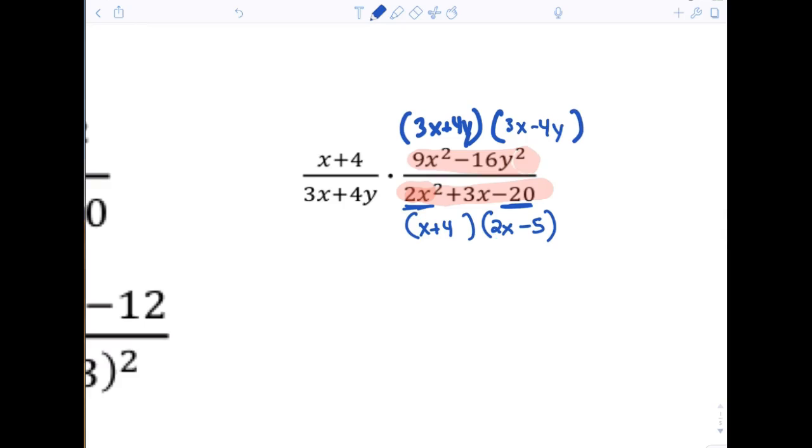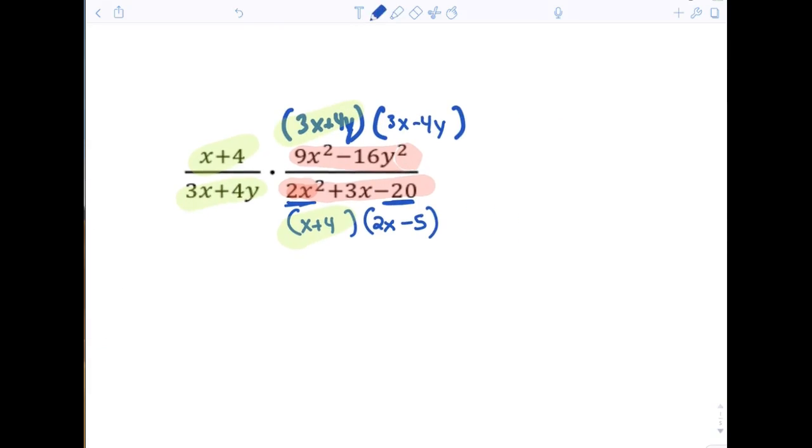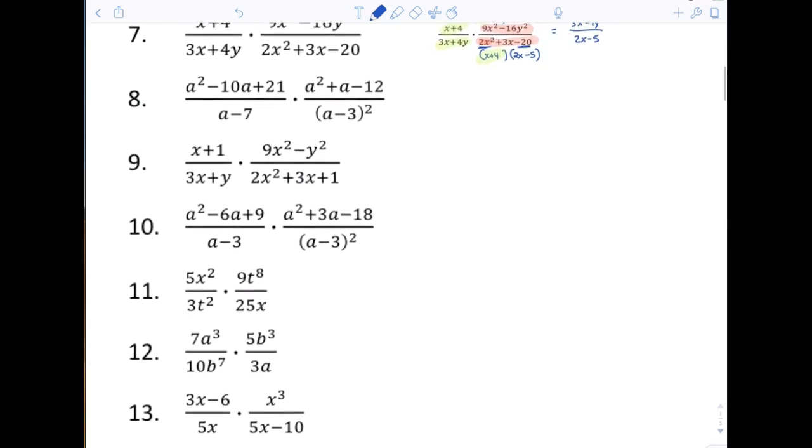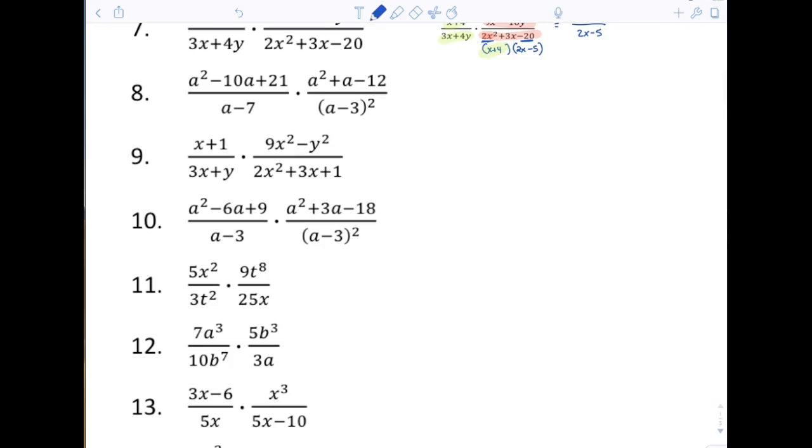All right, now all we do is we go and we cross things out. X plus 4, x plus 4, 3x plus 4y, 3x plus 4y. So equals 3x minus 4y over 2x minus 5. Any questions? Any questions? All right, so let me grab another one. Let's grab number 10.